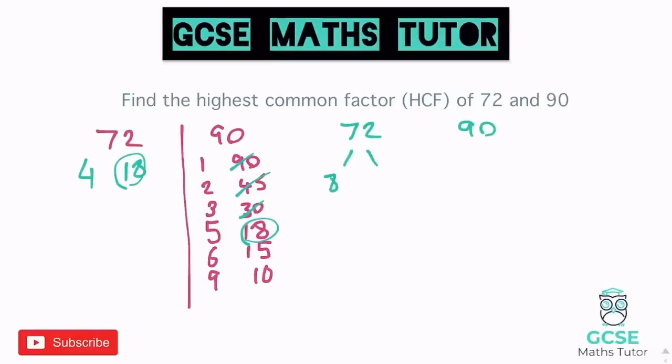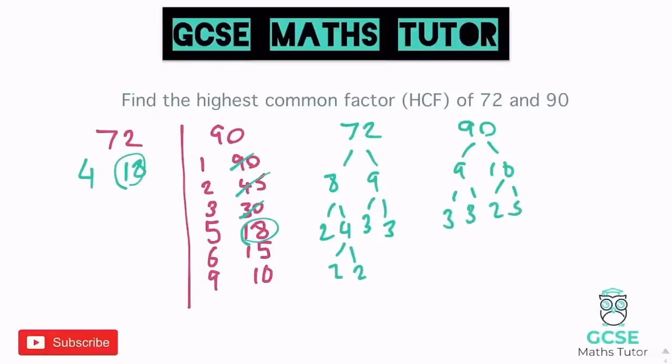Do their prime factors, so 8 and 9, 3 and 3, 2 and 4, 2 and 2. 90 is 9 and 10. And then we have 3, 3, 2 and 5. And we can have a look at what's in both. So they both have a 2.